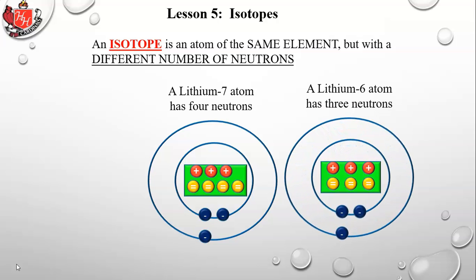Now here's a lithium-6 atom. It has 3 neutrons. That's what's called the mass number. Those numbers there, the 7 means there's a total of 7 protons and neutrons, and the 6 on the one on the right means there's a total of 6 protons plus neutrons.